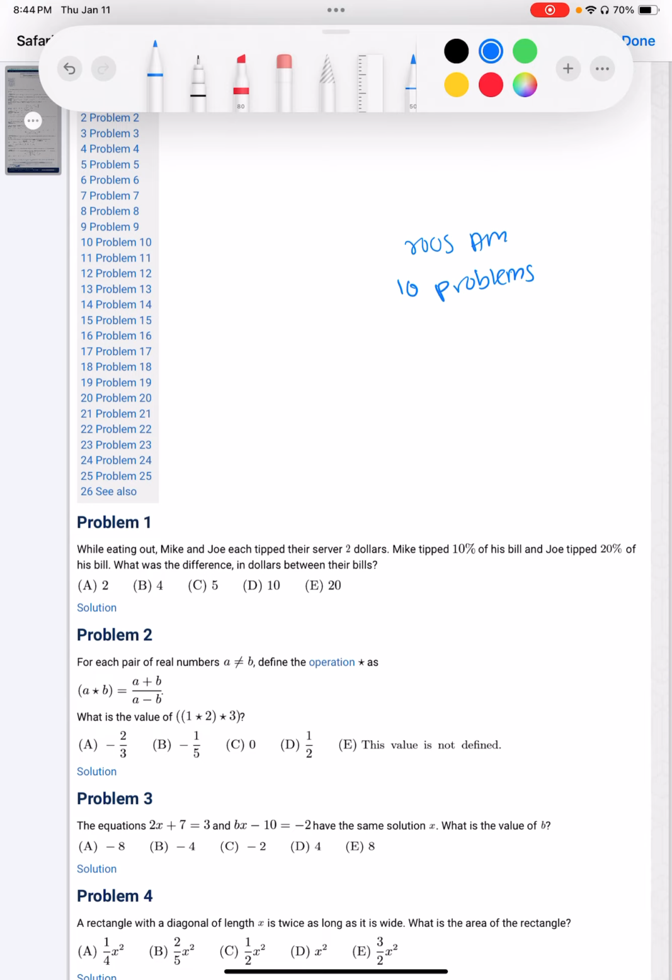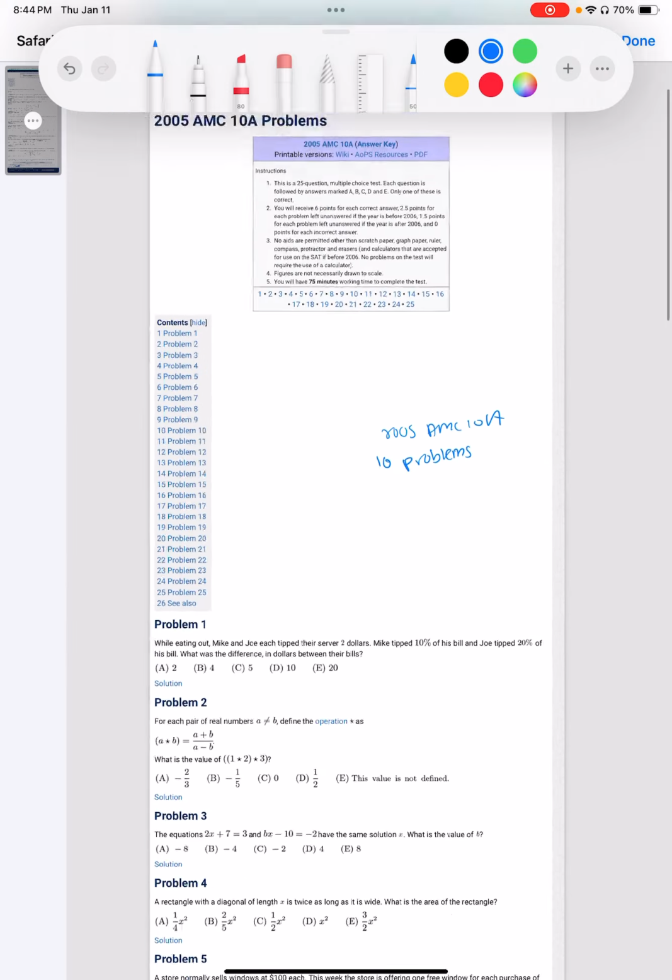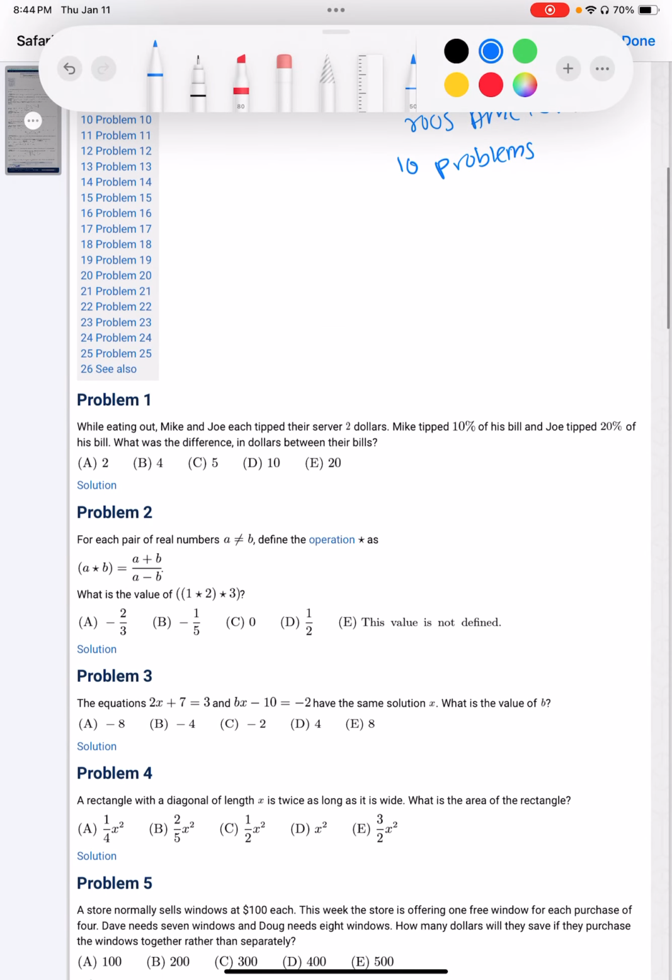We're doing the first 10 problems from the 2005 AMC 10A. Let's go up there. There you go. Starting now: while eating out, Mike and Joe each tipped over $2. Mike tipped 10% of the bill, and Joe tipped 20% of his bill. What's the difference in dollars between their bills?